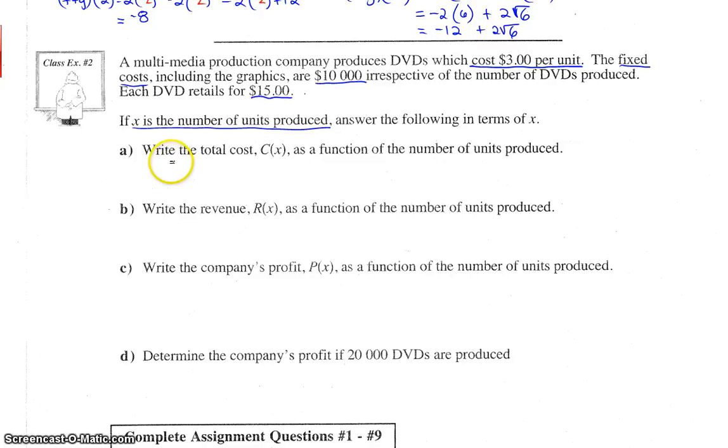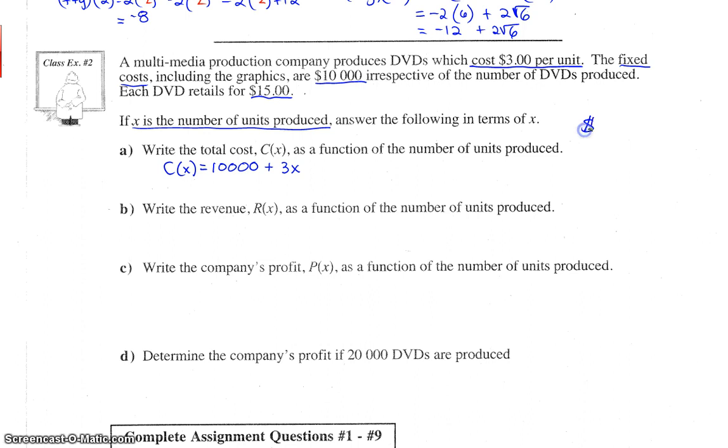Well, cost, first of all, we'll start off with C of X then. Okay, number of units produced, X represents the number of units produced or the number of DVDs. Now, it mentioned that it costs them $10,000 no matter how many DVDs they produce. So let's start with that, $10,000. Then it also mentioned every time we made a unit, it costs $3. So we would have to take that $3 per unit multiplied by the number of units. Okay, so add $3 times the number of units, which would be X.